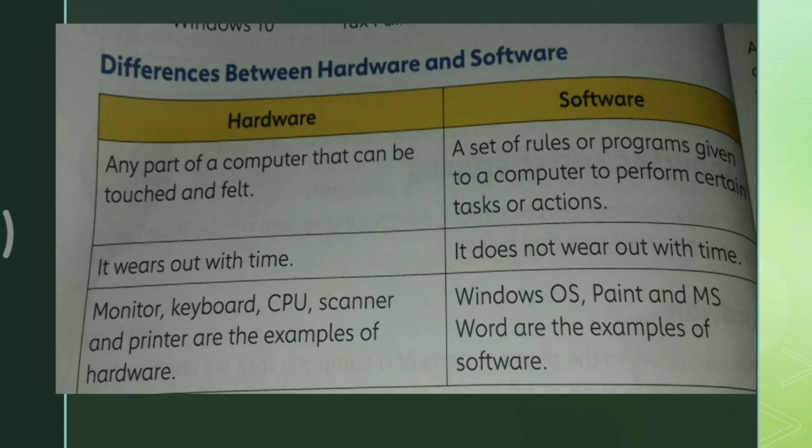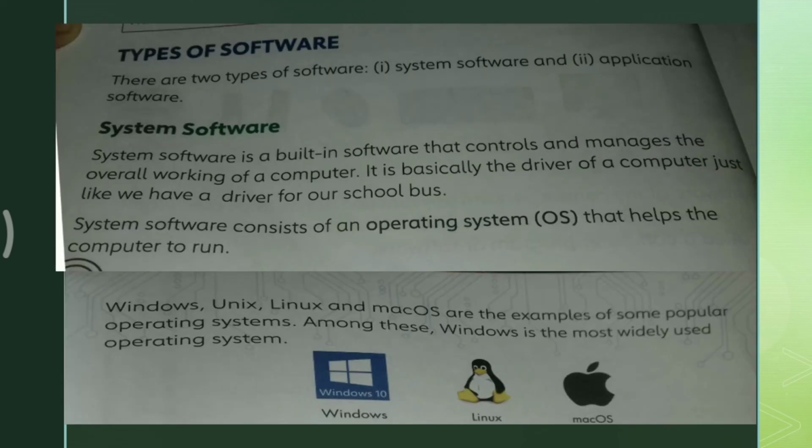Now we will see the types of software. There are two types of software: system software and application software. System software is the built-in software that controls and manages the overall work of the computer. It is basically the driver of the computer, just like we have a driver for our school bus. So what is system software? It is the driver of the computer which controls and manages the overall work of the computer.